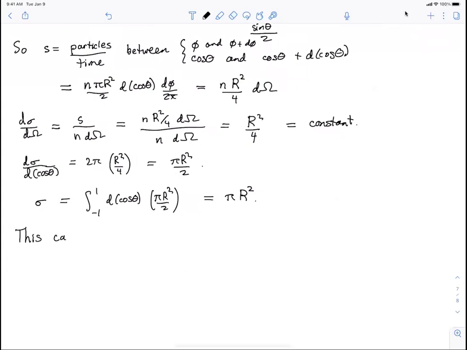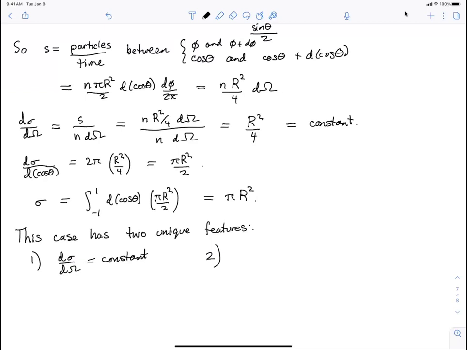So this case has two unique features not usually seen in classical problems. One is the differential cross section is a constant. Now, when we do quantum mechanics, we're going to find out that that actually is not uncommon. In quantum mechanics, that happens a lot when you're doing scattering at low energies. Okay, but the other feature is very unusual, both in classical and quantum mechanics, and that is just that the cross section in this case just happened to be the size of the object as an area. Okay, so this is otherwise known as the geometrical cross section of the object, but geometrical cross section and the actual cross section are usually very different things.